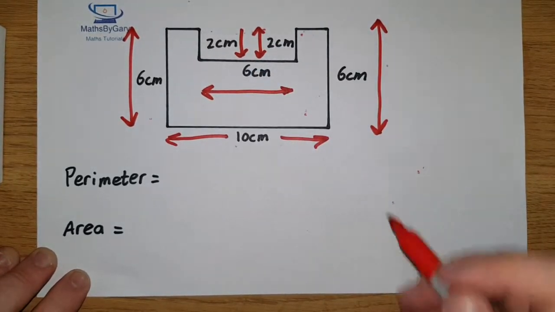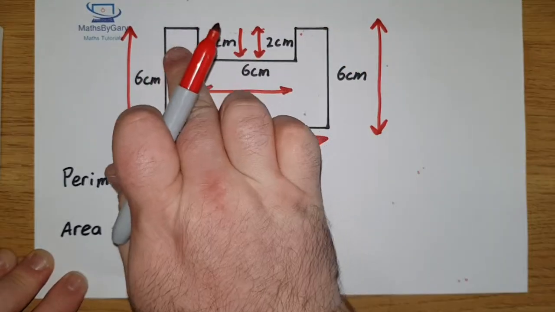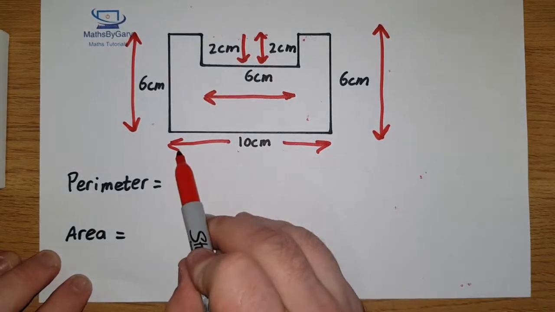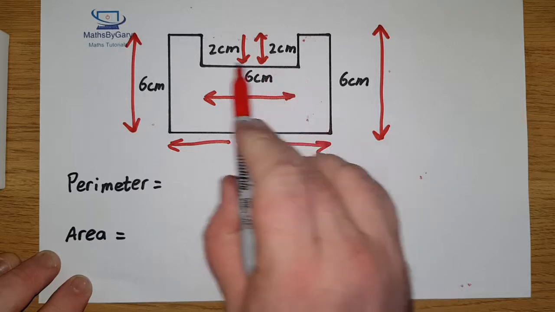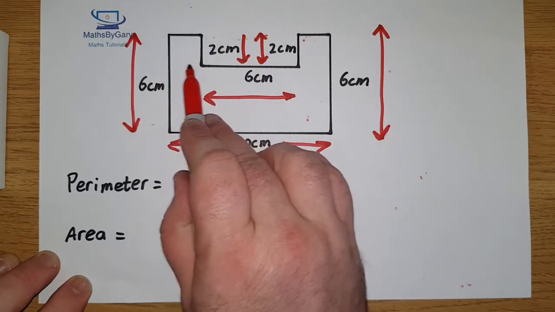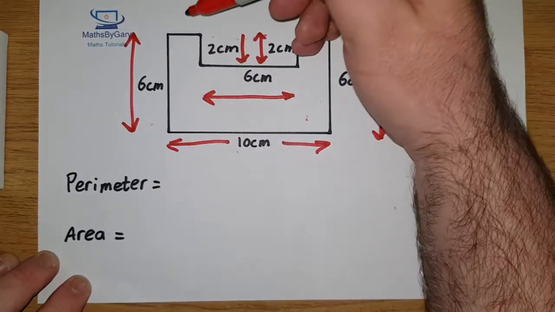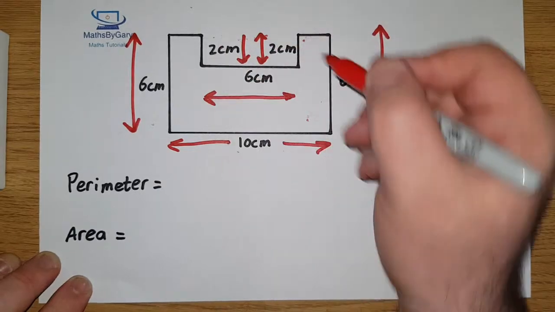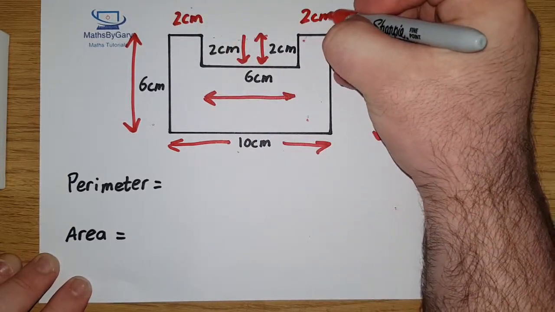So what don't we know? We don't know here to here and here to here. We don't know the length of this part and this part, but we can find it. So we know that it's 10 here and it's 6 there, and we know these are both the same. So 10 minus 6 will give us 4. So we now know 4 divided by 2, the two sides are the same, 2 centimetres and 2 centimetres.